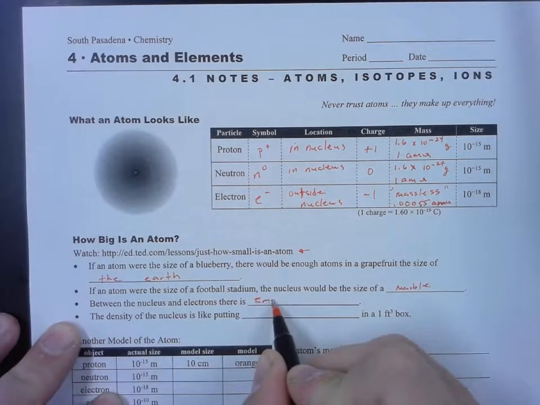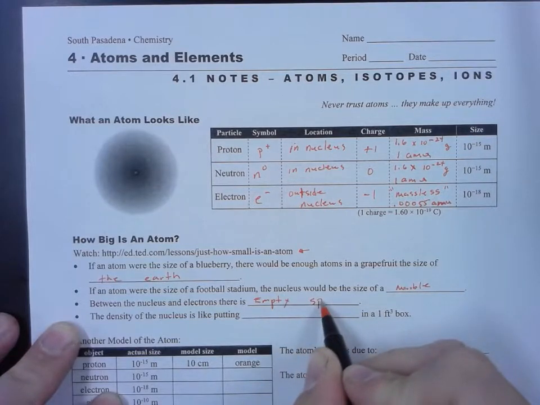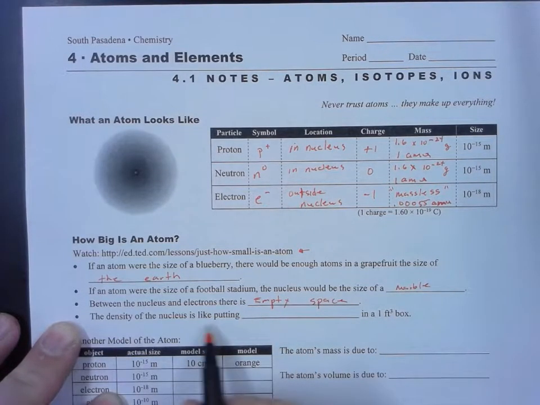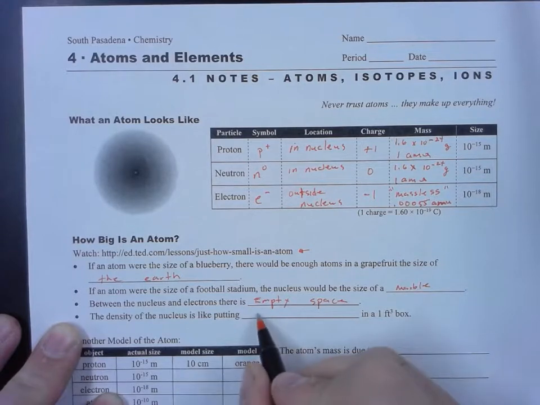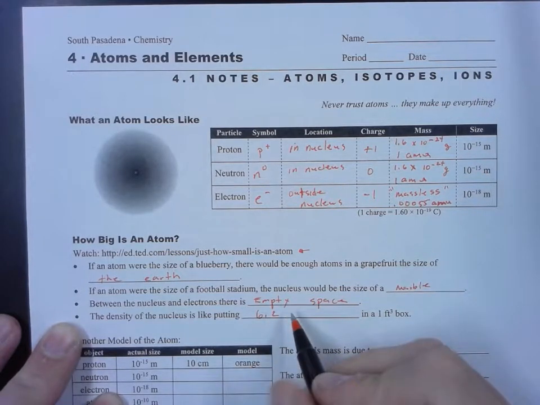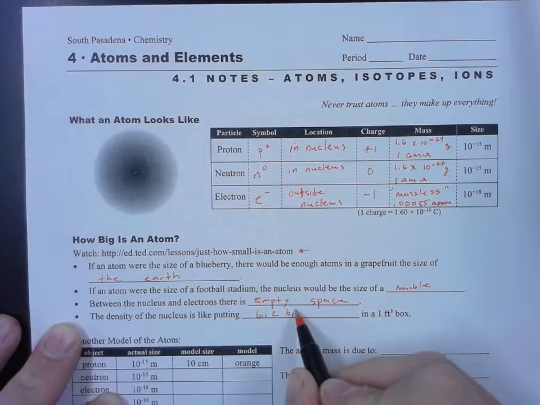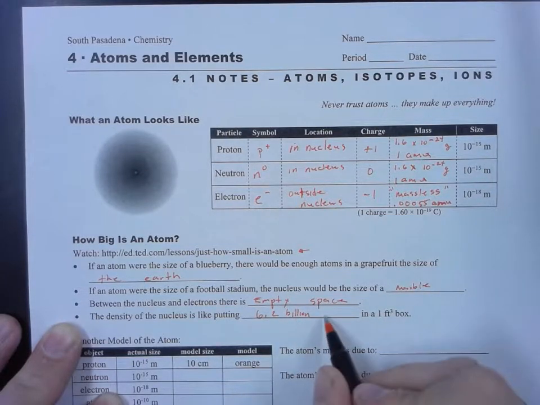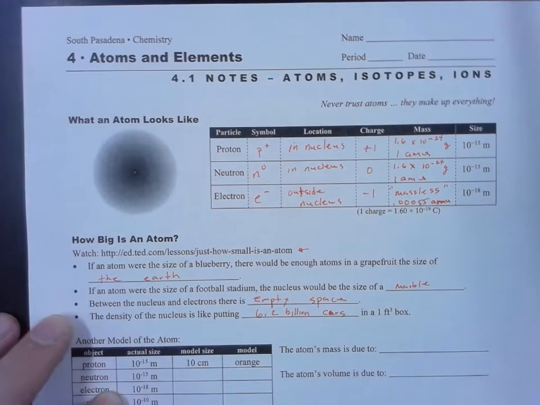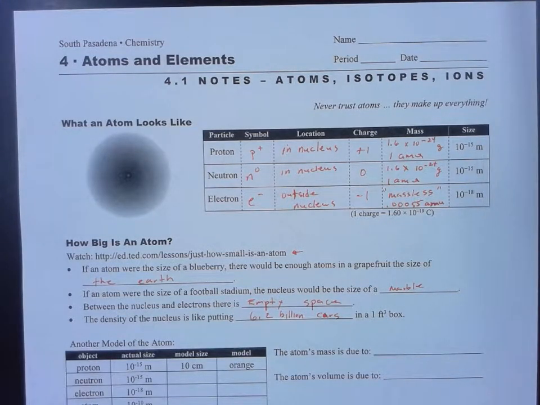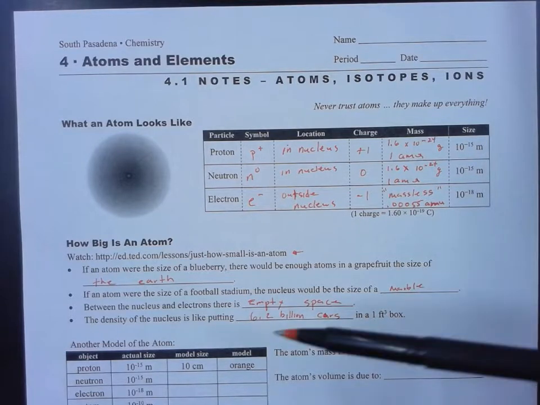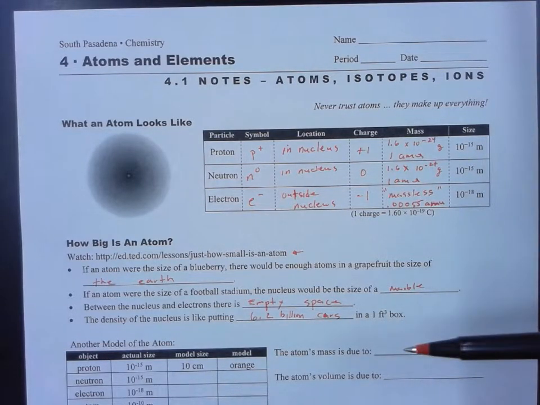The density of the nucleus is like putting 6.2 billion cars in a 1 cubic foot box. Yeah, in fact, we were talking earlier in the year about what is the most dense material. And the density of an atomic nucleus is probably the most dense material, I would suspect, in the known universe.